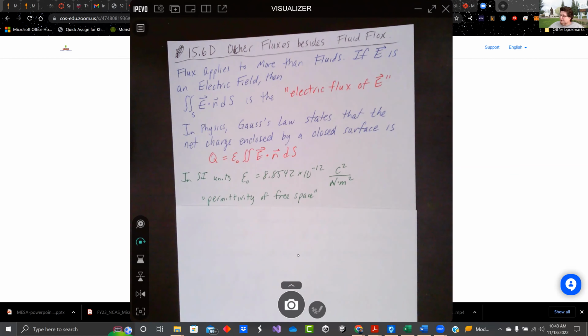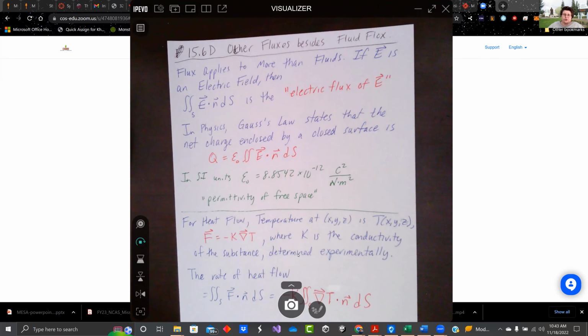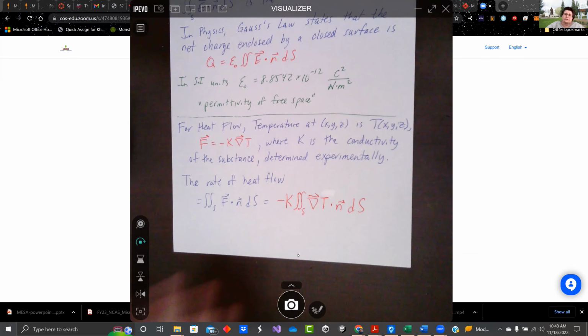That's not the only example of a flux. We have heat flow, temperature. So the heat flow is going to be negative K times the gradient of T, where T is the temperature at x, y, z. K is the conductivity of the substance, which has been determined experimentally, depending on the substance. So the rate of heat flow, F dot N dS, is negative K gradient of T dot N dS.